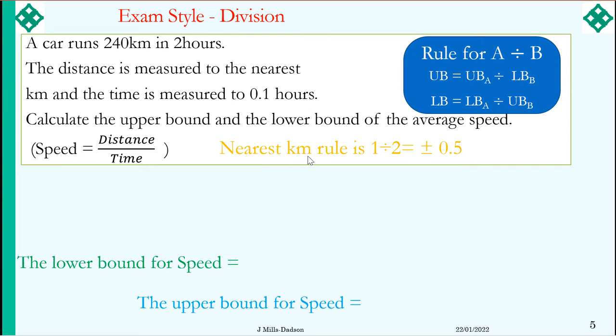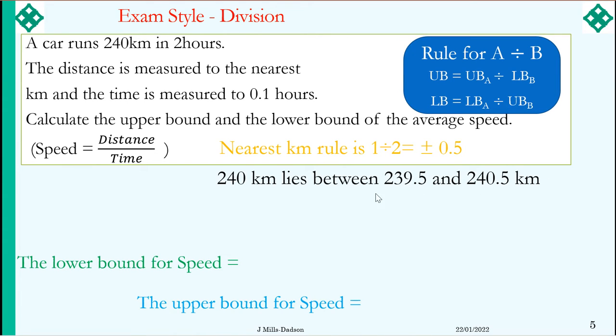Nearest kilometer means nearest 1 unit, so it's 1 divided by 2. So it's plus or minus 0.5 for the distance. So you know 240 kilometers will lie between 239.5 and 240.5 kilometers. This is the lower bound of the distance, and the upper bound of the distance.